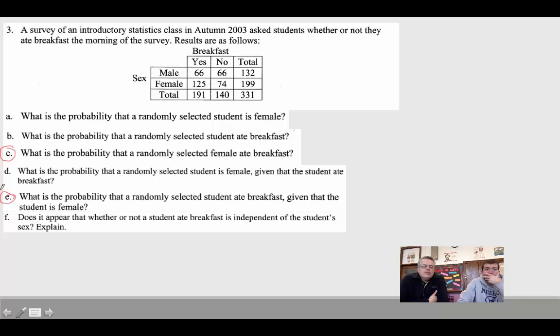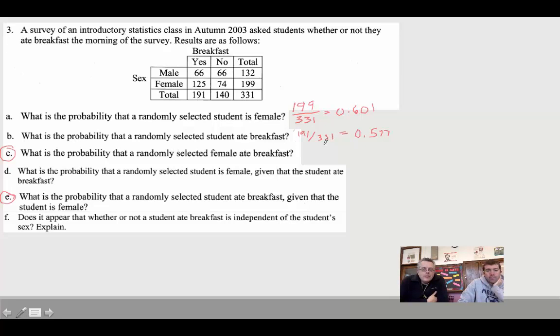The survey asked students whether or not they ate breakfast the morning of the survey, and the results follow. So this is a two-way table. One variable is whether they ate breakfast or not. The other variable is the sex. What is the probability that a randomly selected student is female? That would just be 199 out of the 331. We may need a decimal later, so it's 0.601. What's the probability that a randomly selected student ate breakfast? 191 out of 331, which is 0.577.